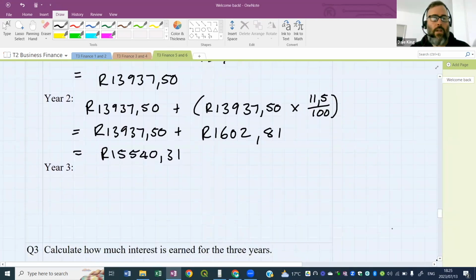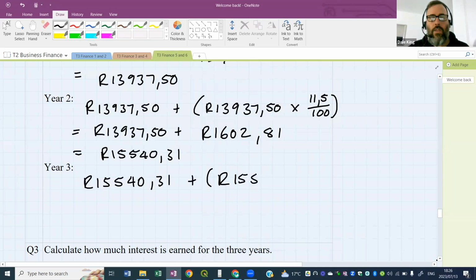We're going to move now into year 3. So we're going to take 15,540.31. Yes, I got the exact same one as you. Everyone should be checking their values. So I've got 15,540.31 at the beginning of year 3. I'm going to add on the interest, and the interest is calculated on this value, 15,540.31. And I'm going to see how much that is now.